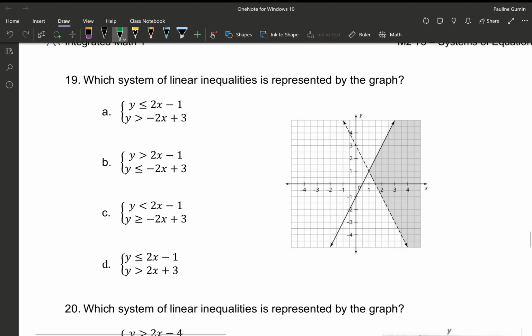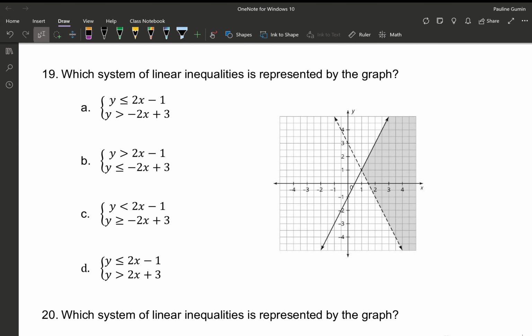Number 19. Which system of inequalities is represented by the graph? Well, let's see how it goes. The first thing I'm looking for is that I need one solid line and one dotted line. Unfortunately, I can't really cross anything off here. Each one of these options has a symbol that is associated with a solid line and one is associated with a dotted line. So let's begin by looking at the solid line. This solid line is shaded downwards, which means I should have a less than or equal to. Let's see what I can cross off.